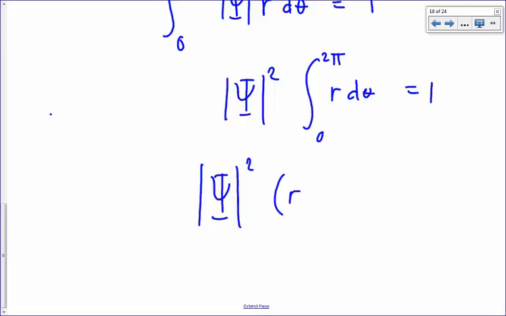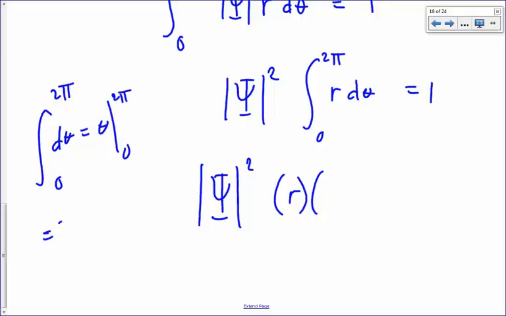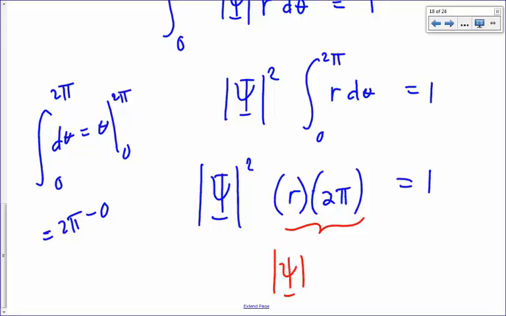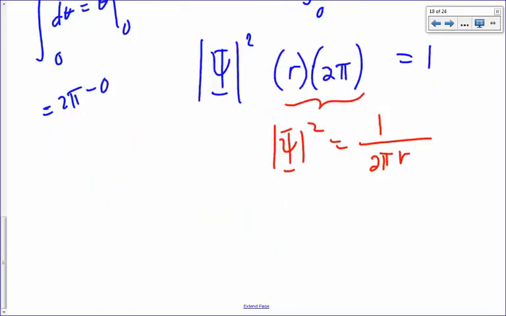That's just r times the integral of d theta, which is just theta. So r times theta from 0 to 2 pi. So theta evaluated from 0 to 2 pi. So that's just going to be 2 pi minus 0. 2 pi times r is equal to. Note that this is just the circumference. Right? So the absolute value of psi squared is just equal to 1 over the circumference, 1 over 2 pi r. It's uniform throughout the circle.